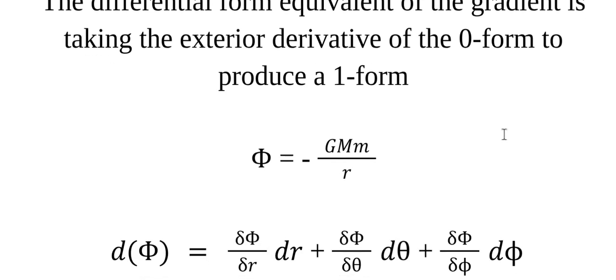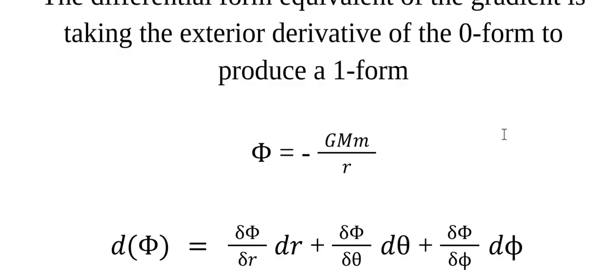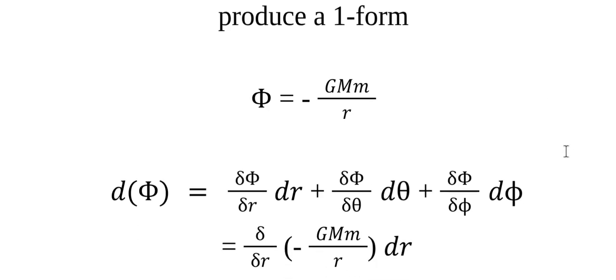We want to take the exterior derivative, which means we have to take the partial derivative of the zero form in all of the coordinates that we have, however many dimensions we have. So we're going to be in spherical coordinates. We have to take it with respect to r, theta, and small phi. So it's got two angles and a radial component. Well, you can see that there is no theta or phi in here, so those just go to zero, and you just get that.